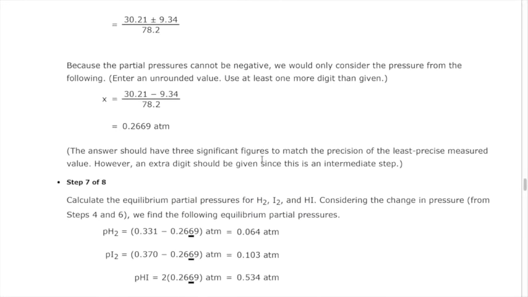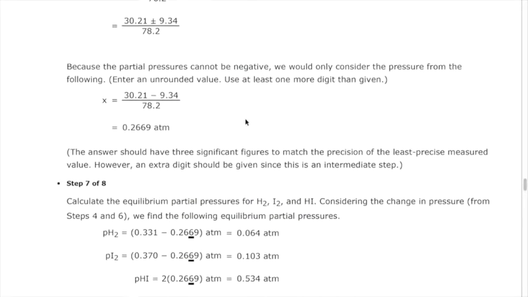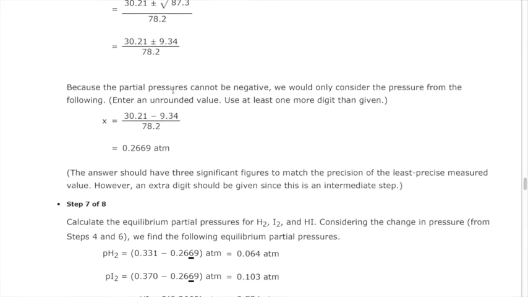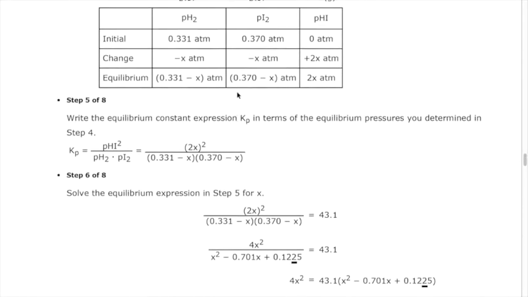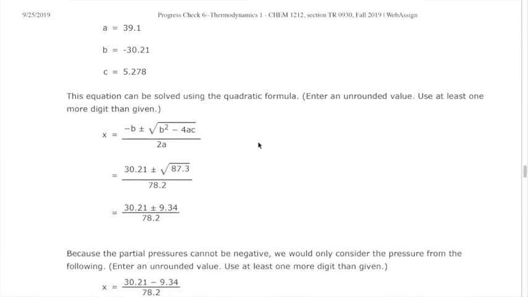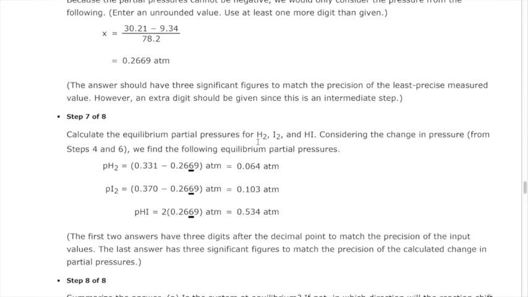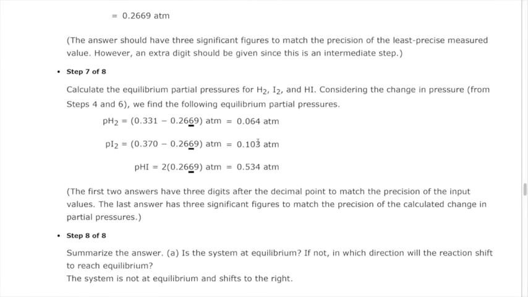We're going to throw one of those values out because one of those values will give us a negative partial pressure. So basically, we're solving for x, and one of those x's is going to be larger than 0.331, which would give you a negative partial pressure. That's impossible, so we throw it out. We're always going to be able to throw one of them out for reasons.